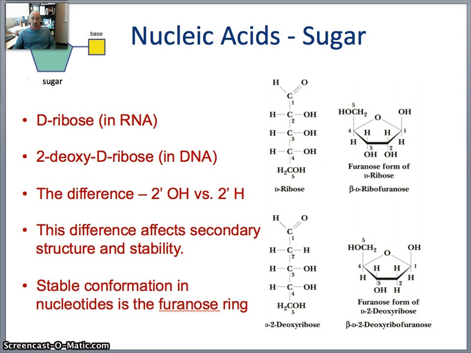Alright, so first we can start with the sugar. The sugar here in RNA is going to be D-ribose. So we've talked about ribose, and basically we can form the furanose form of D-ribose. In DNA, it's deoxyribose, which means that we've now lost an oxygen on carbon 2, so we have the deoxy form of ribose. And so really the only difference between RNA and DNA here is looking at the 2' carbon, whether it's hydroxyl or hydrogen. This small difference is actually going to affect both secondary structure and stability. The most stable conformation is when it's in the furanose ring, and so we always draw DNA or RNA with the furanose ring.